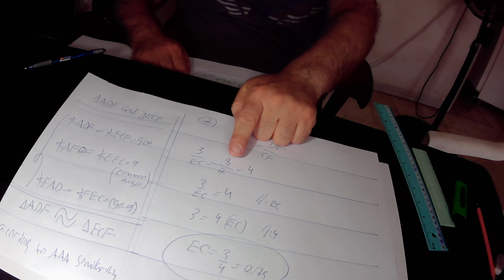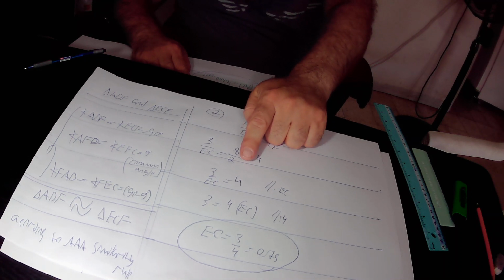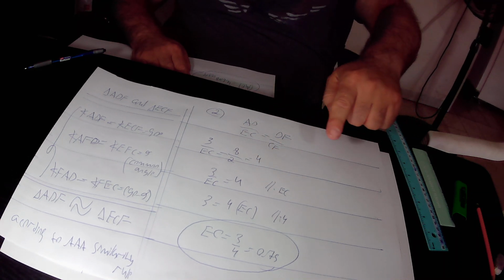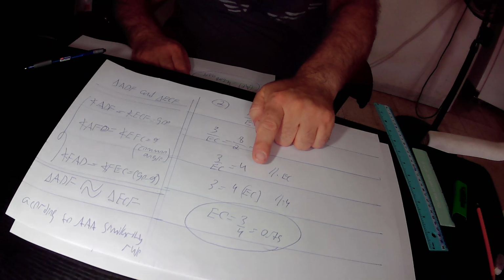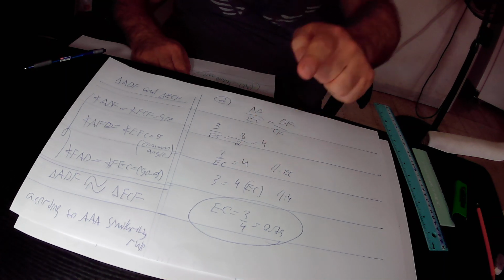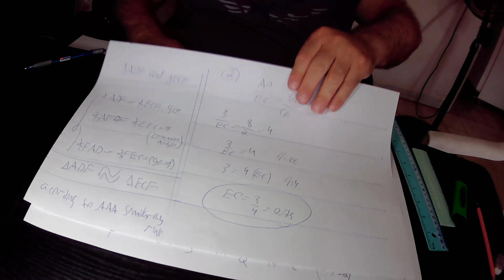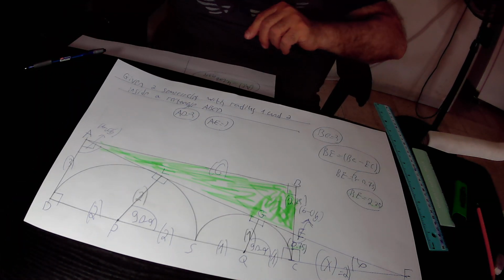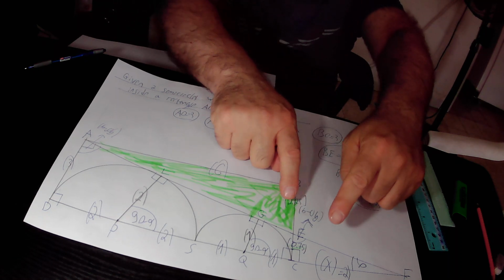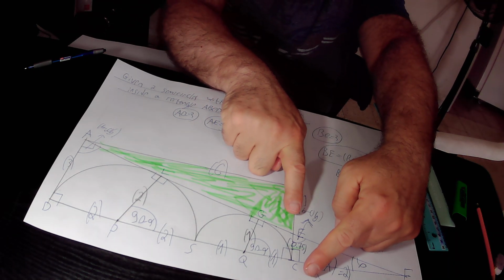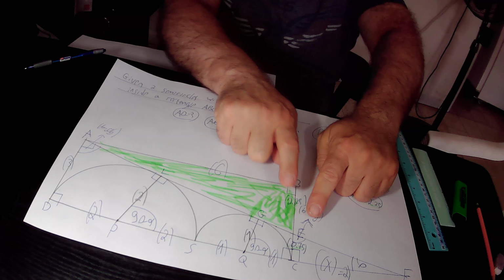Here we multiply this equation by EC and we find that 3 equals 4 times EC. Here we divide this equation by 4 and we find that the missing side EC equals either 3/4 or 0.75. So this is the missing side EC, equal to either 3/4 or 0.75.